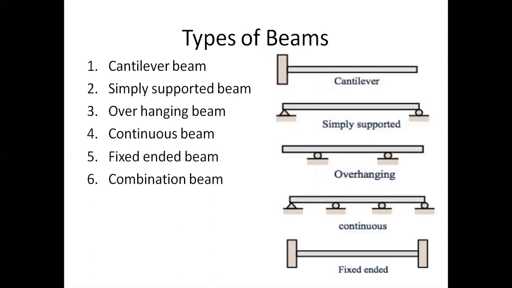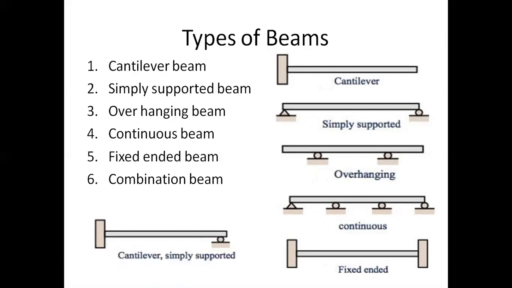Sometimes you have a combination beam. What do you mean by combination beam? Combination beam means it may consist of more than one type of beam. For example, in this example, you have a cantilever as well as simply supported. Sometimes you may have an overhanging and a cantilever beam. Like that, if you have a combination of more than one beam, it is called a combination beam.